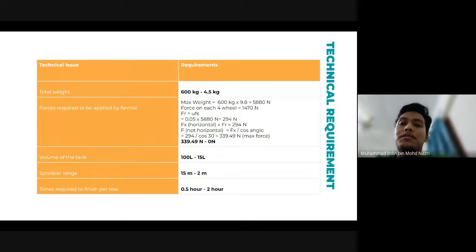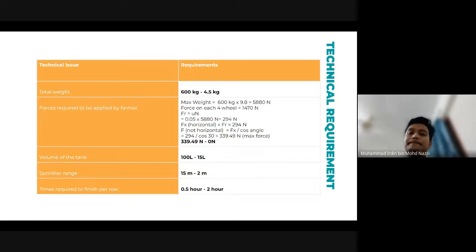Okay, the technical requirement is the total weight for the product we would like to build is around 300 kg to 4.5 kg. The force required that needs to be applied by the farmer, after certain calculation, we find that 339.49 Newton until 0 Newton. And the volume of the tank we set is around 100 liter to 50 liter. Sprinkler range is around 50 meter to 2 meter. Then the time required to finish fertigation is 0.5 hours to 2 hours.